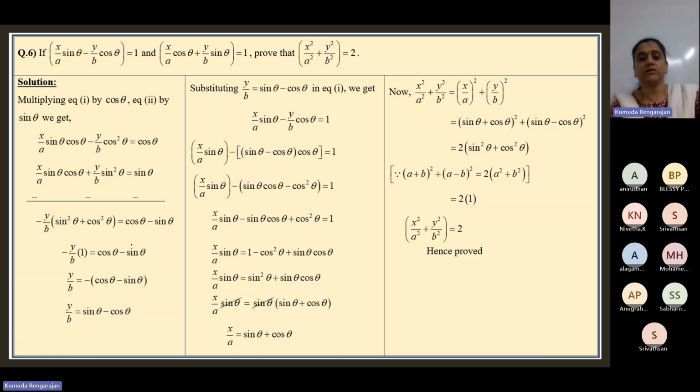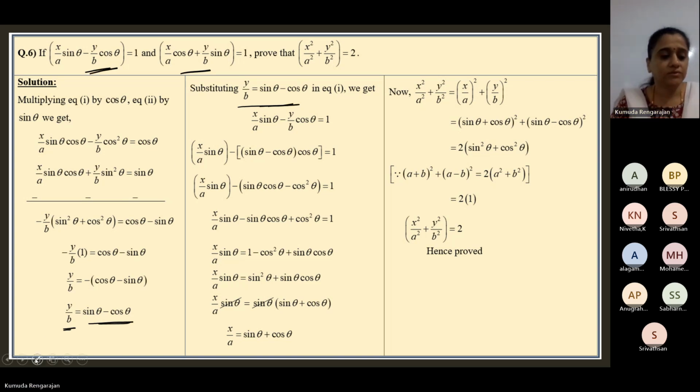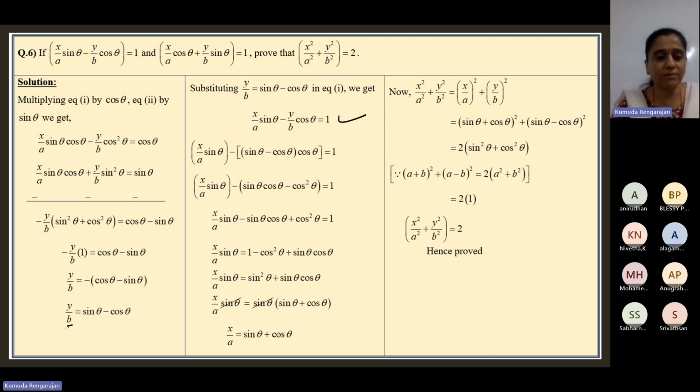So then how do we understand the substituting part? Please listen. We found y by b is sine theta minus cos theta. So substitute y by b equal to sine theta minus cos theta in any one of the two equations. I have used equation one. This is equation one. Now in place of y by b, we're going to replace sine theta minus cos theta.